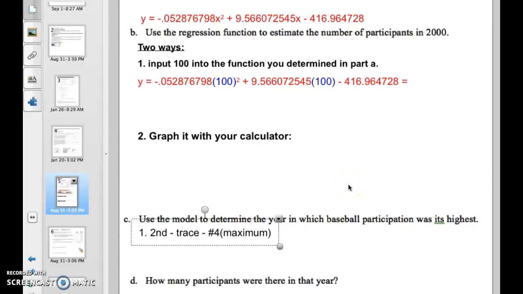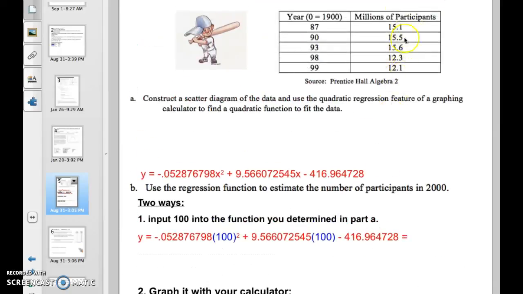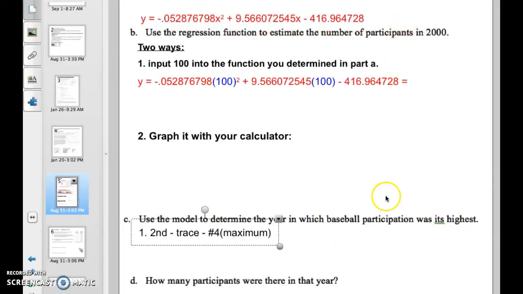Alright, in this video I'm going to show you how to do Part C and D. Part C says use the model to determine the year in which baseball participation was its highest. So again, baseball participation, we determined at the beginning of the first video that the participants were the Y value. So I'm looking for a vertical peak on my calculator screen. And so we're going to try to find the highest.